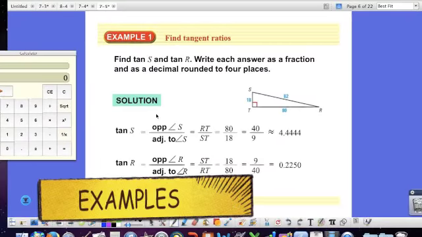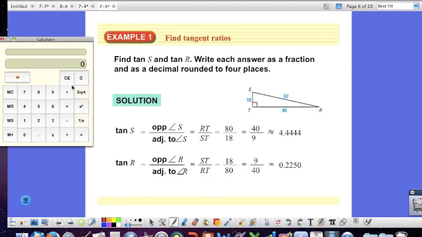Find the tangent ratio. Later on, we're going to need a scientific calculator, and since this Promethean board doesn't have one, I'm going to use the online scientific calculator that's available to you for the EOC. But right now, we're looking at angle S. The side opposite S is 80, and the side adjacent to S has a length of 18. So 80 divided by 18 is 40 divided by 9, which, when you divide it in a calculator, is 4.44444444.